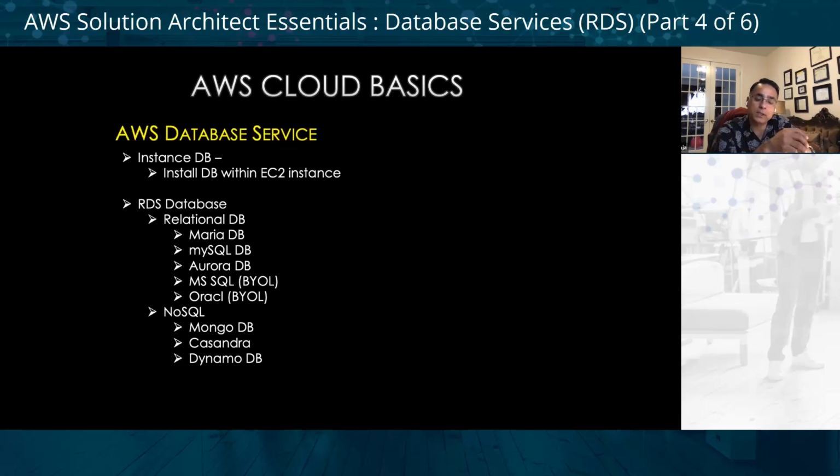NoSQL, there are a few databases that are available within AWS. For example, MongoDB, Cassandra, and DynamoDB. MongoDB and DynamoDB are pretty popular databases when it comes to NoSQL. That's a whole separate discussion. And what are the benefits of NoSQL?